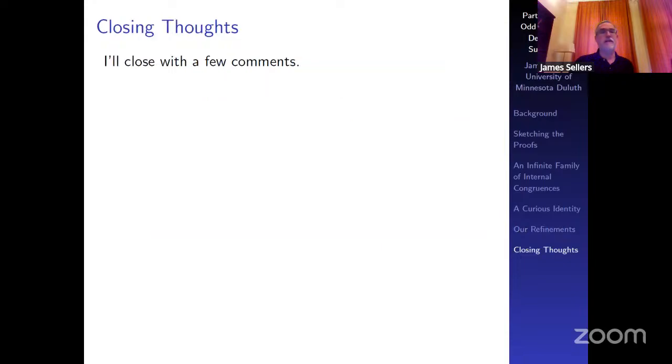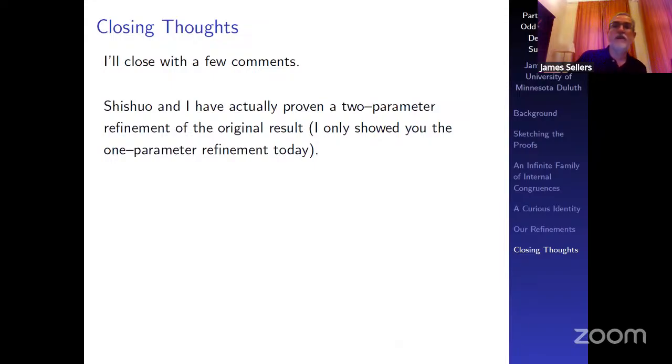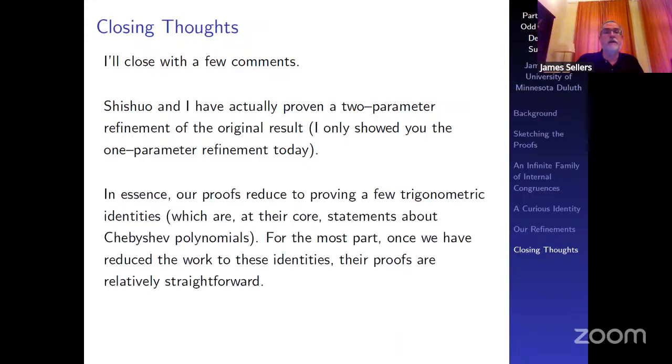And I'm watching my clock here, so let me just close with a few comments. Shishuo and I have actually proven a 2-parameter refinement. I just showed you the 1 parameter today. And our proofs basically boil down to Chebyshev polynomial identities. The work of Andrews and Rose that I very quickly highlighted a moment ago pushes us into this Chebyshev polynomial work. The proofs are relatively straightforward.